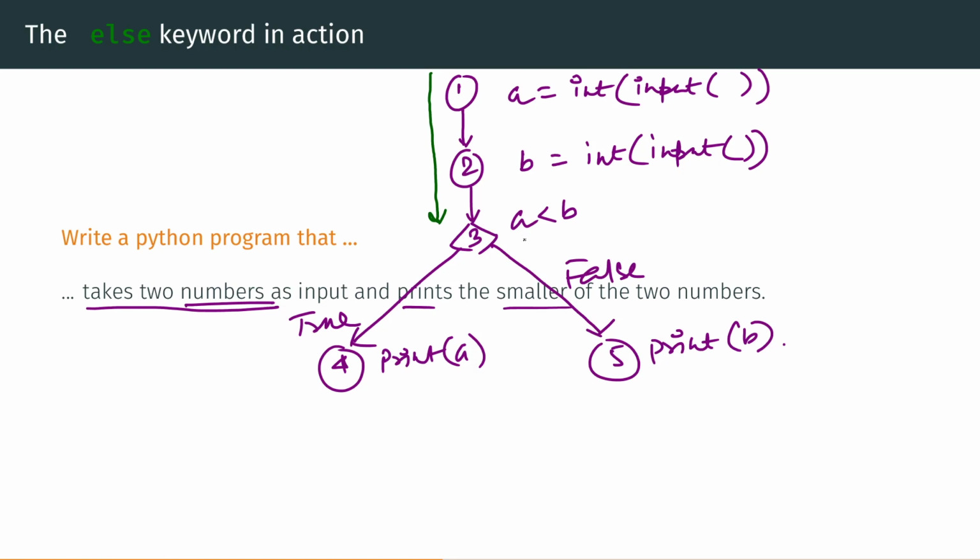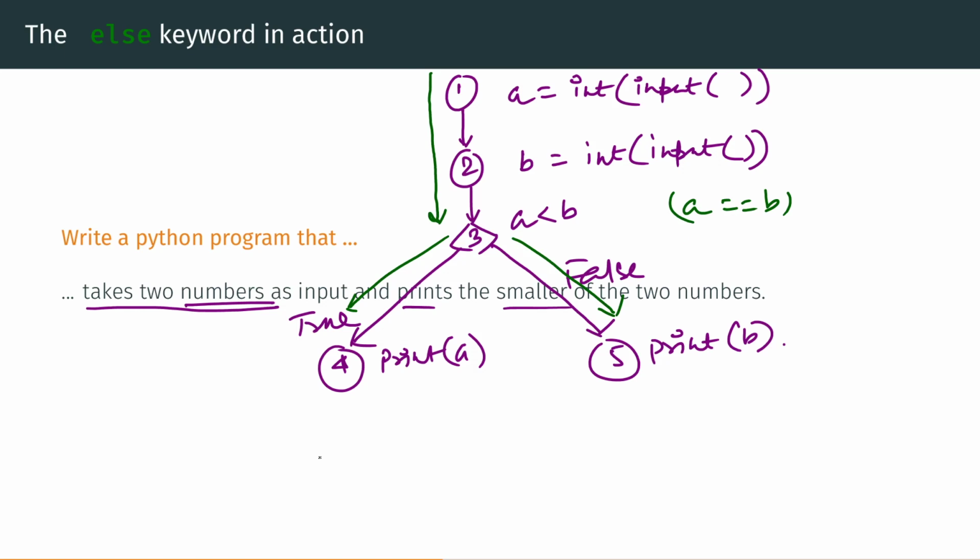At this point we make a decision, and the decision is based on the condition if a is less than b. If a is less than b, then we go this path and print a. If a is not less than b, which includes the case where a is equal to b, we take the other path.